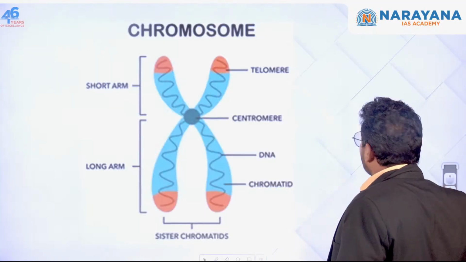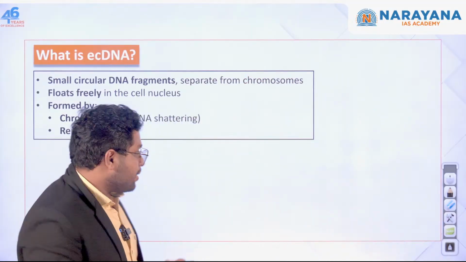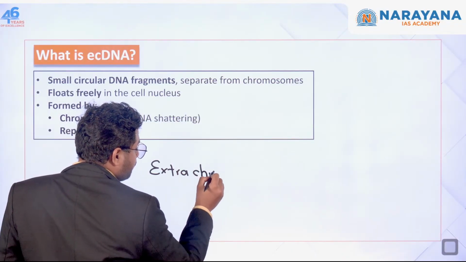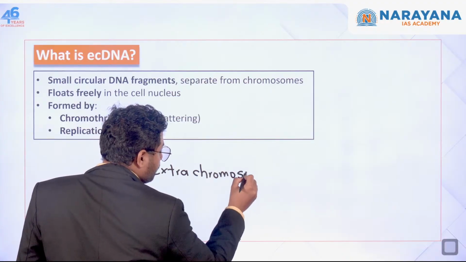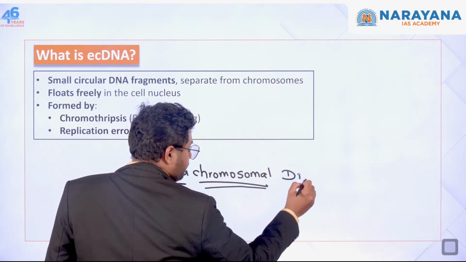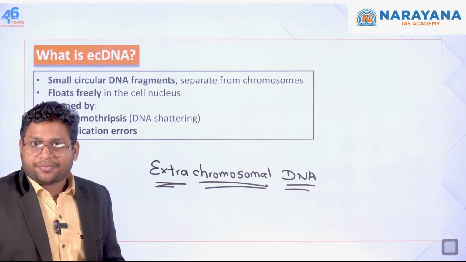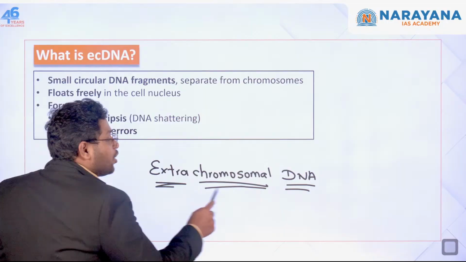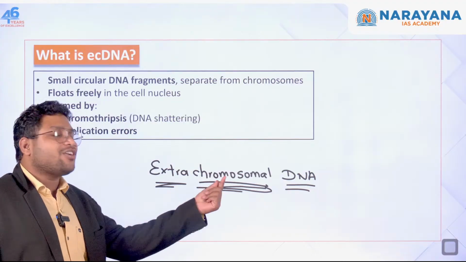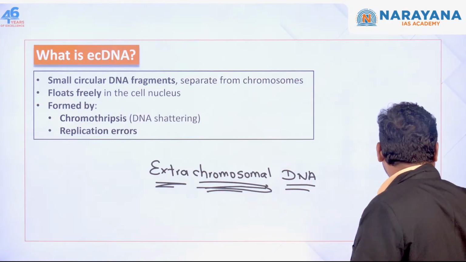Now we are coming to a new concept, that is extra chromosomal DNA. ecDNA means extra chromosomal DNA. In the chromosomes, we certainly have DNA, but there are some DNA which are not part of chromosomes. They are present in the nucleus, but they are not part of chromosomes. We are talking about such DNAs. Those are ecDNA or extra chromosomal DNAs.